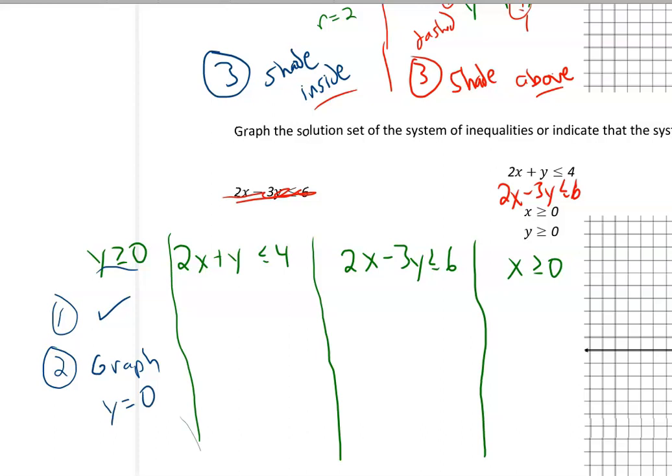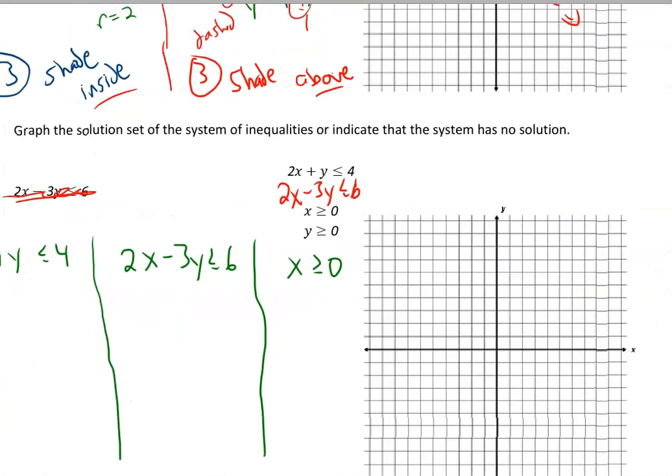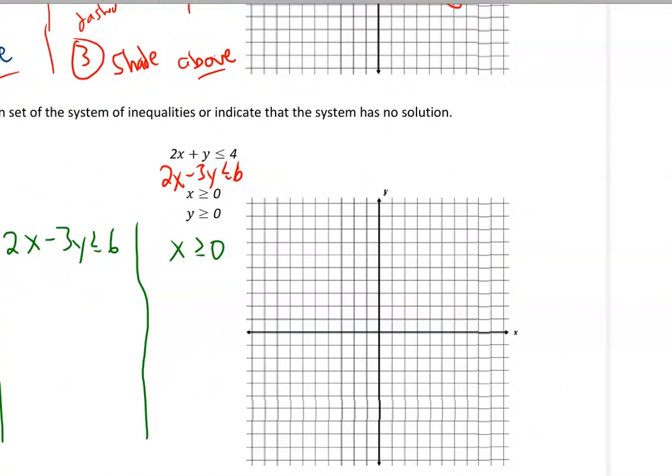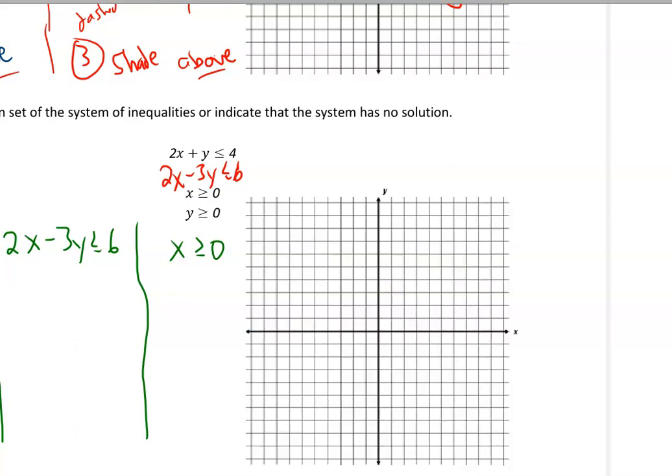Now, we have to graph it on this Cartesian coordinate system. y equals 0 is the x-axis, right? So panning back over here, y equals 0 would be this line right here. So basically, you just want to trace the x-axis.